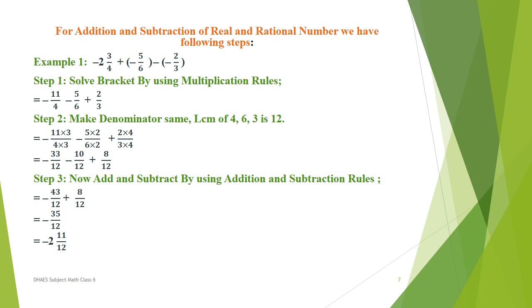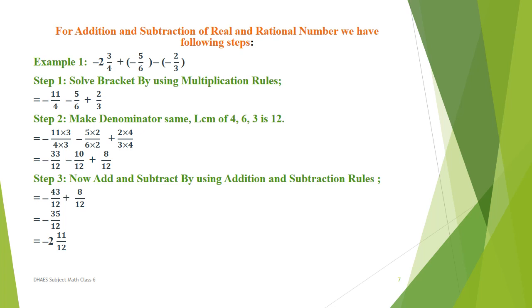Now to solve this equation, we first make the denominators the same. To make the denominators the same, we take the LCM of 4, 6 and 3. LCM means the least common multiple: the minimum number which comes in all three tables. The minimum number is 12, which comes in all three tables. 3 multiplied by 4 gives 12, 4 multiplied by 3 gives 12, 6 multiplied by 2 gives 12. So the LCM of 4, 6 and 3 is 12.